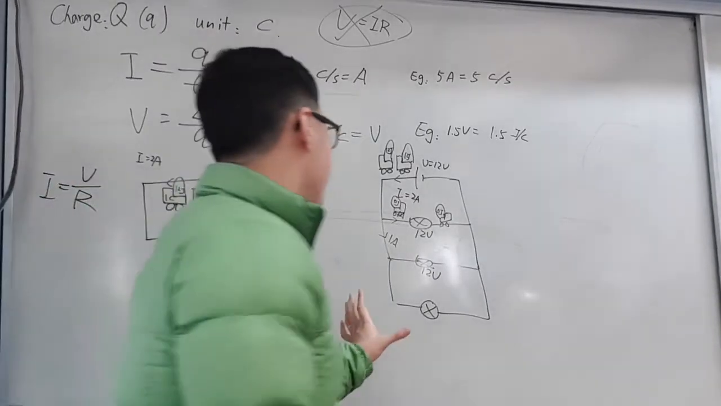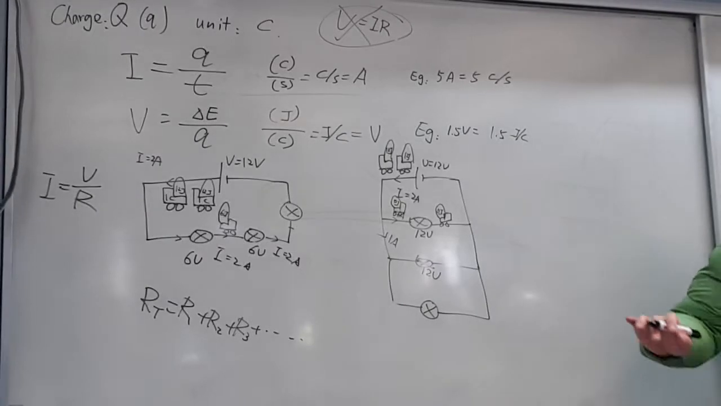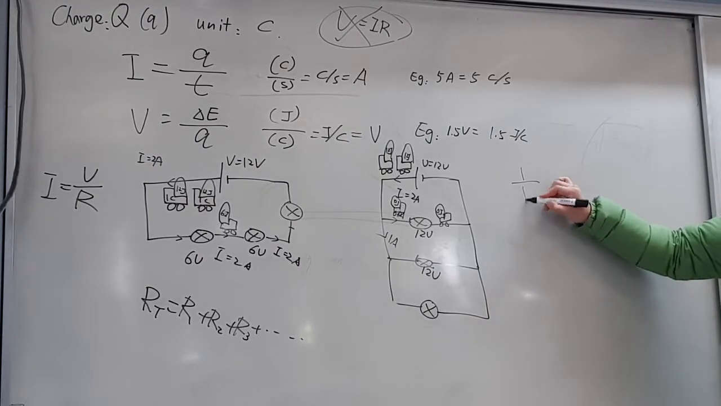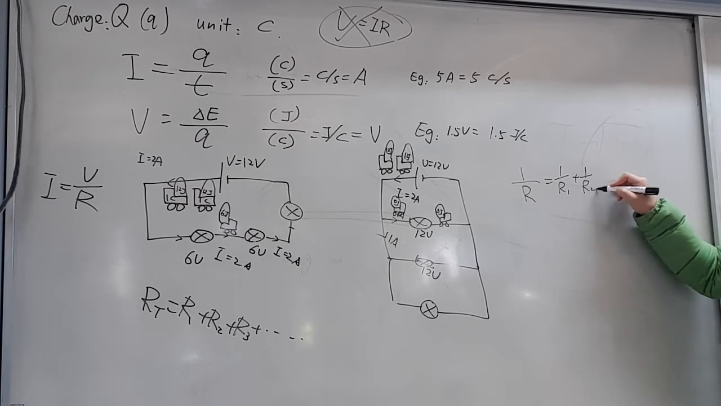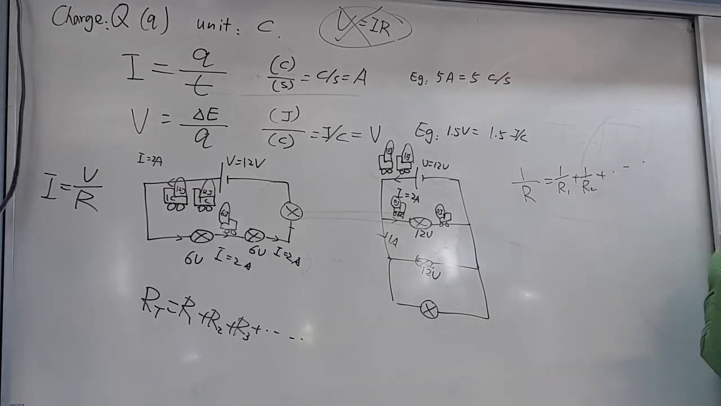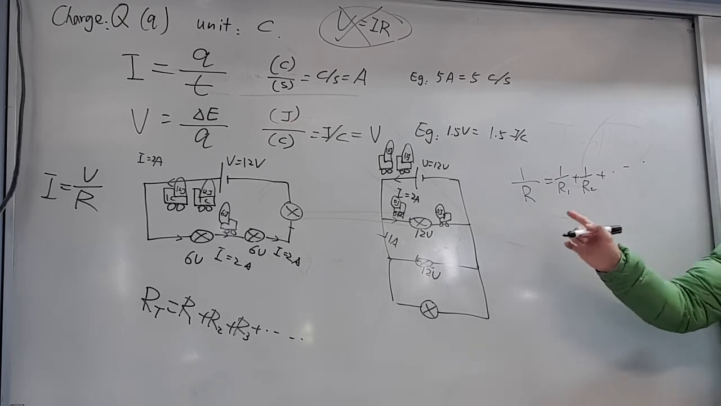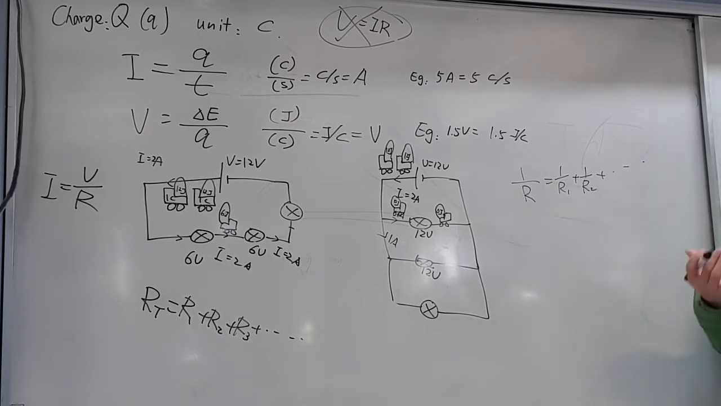Okay, but for a parallel circuit, we've got this resistance equation: 1 over R equals 1 over R1 plus 1 over R2 plus this, right? That's how we calculate resistance. You were even taught this at year 11 level. But why does this happen?